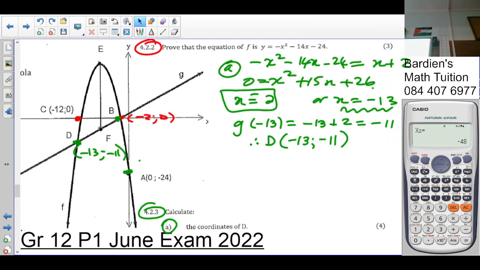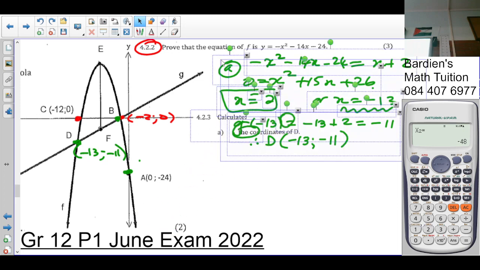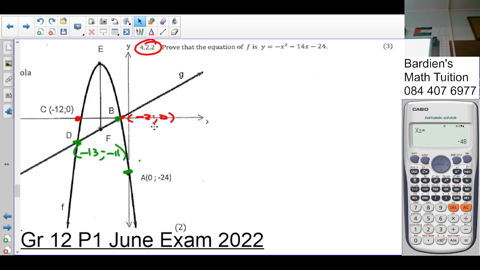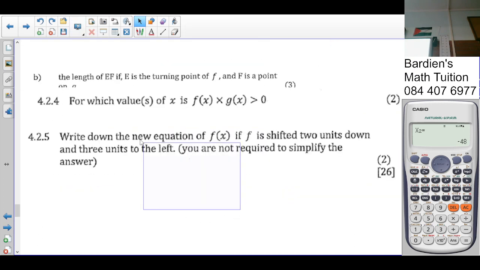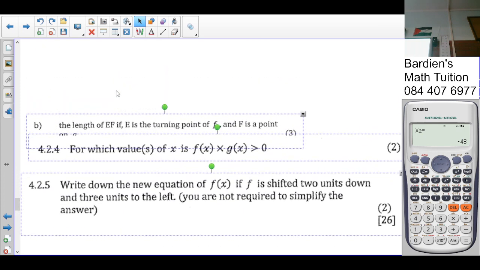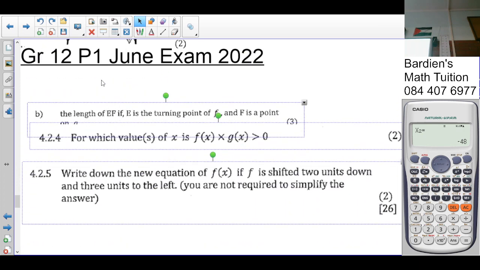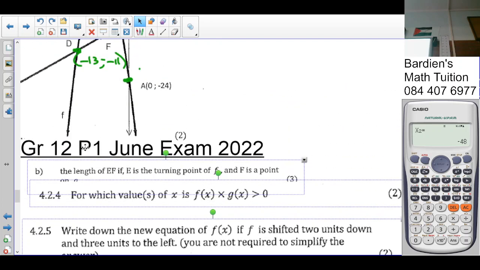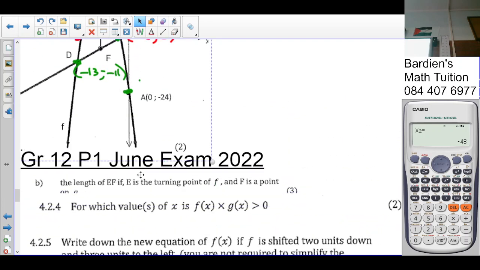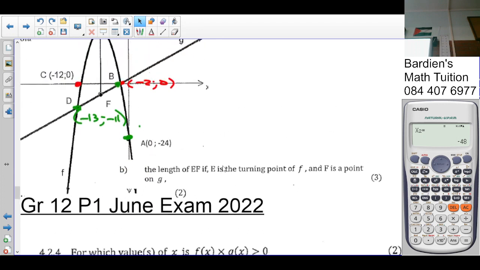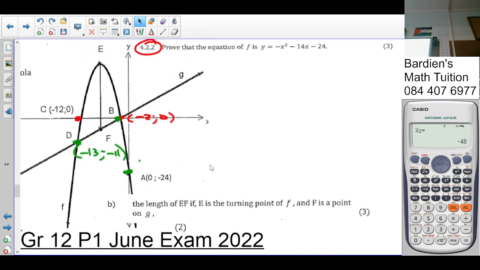Okay. This takes care of that question. Let's pull this up here. In question B, we are asked to determine the length of EF, if E is the turning point on f and F is a point on g.